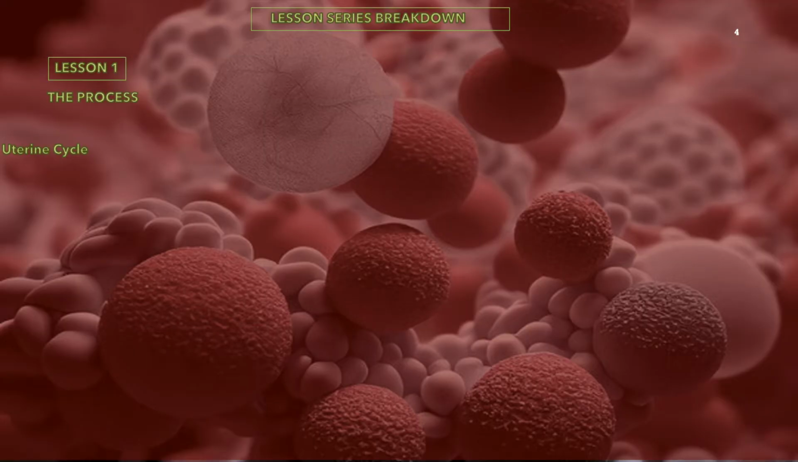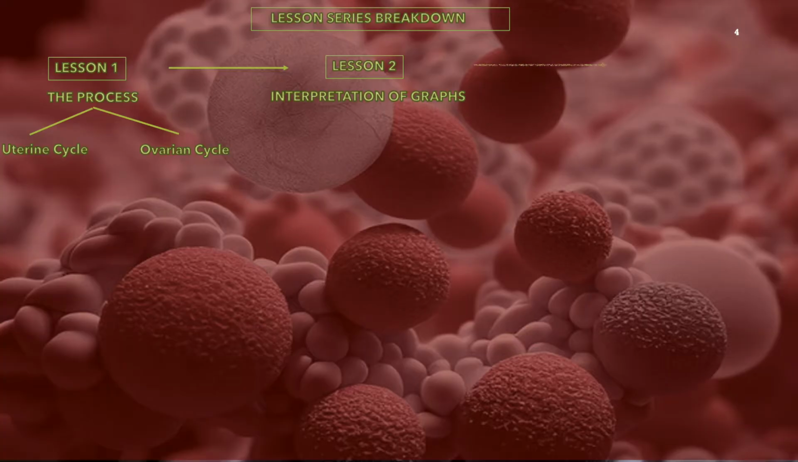In lesson 1, we will be looking at the process of the menstrual cycle. We will be looking at the uterine cycle as well as the ovarian cycle. Lesson 2 will be on its own video, which we will be looking at the interpretation of the different graphs and how the different hormones are secreted at different days and their functions in terms of the uterine cycle and the ovarian cycle. And then lastly, we will be doing exam type questions to prepare you for your formal tasks.